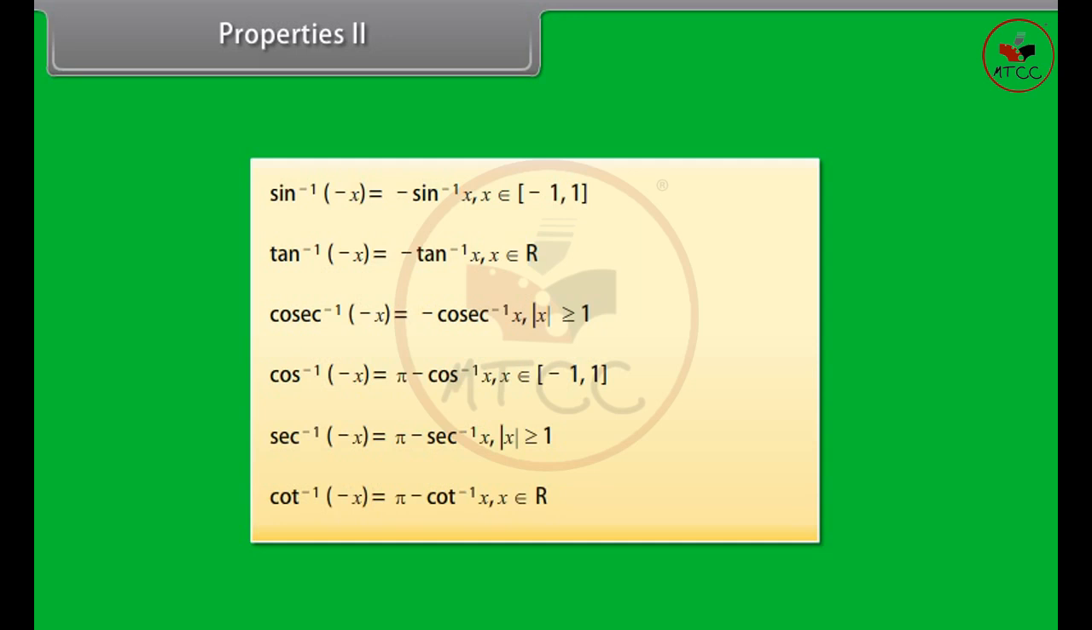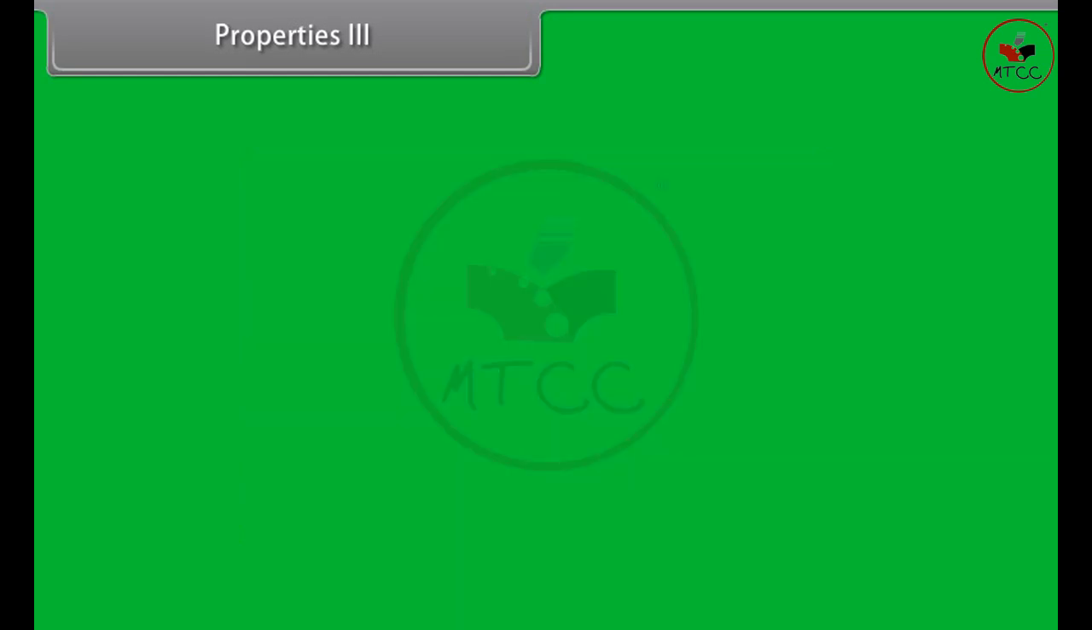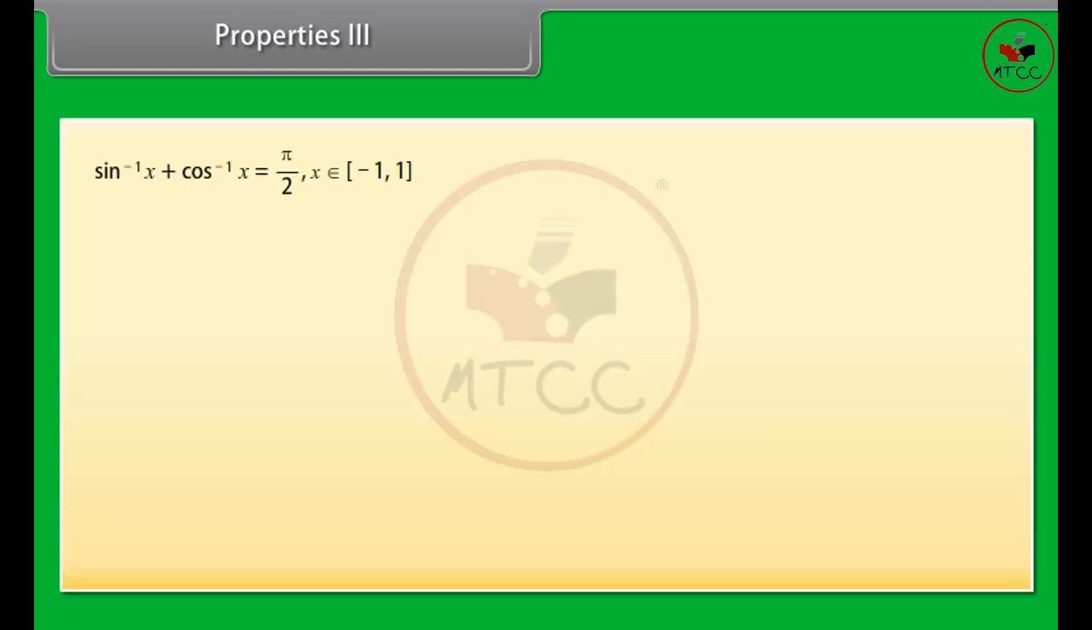Properties 3. Sin inverse x plus cos inverse x is equal to pi by 2, where x belongs to minus 1, 1. Tan inverse x plus cot inverse x is equal to pi by 2, where x belongs to R. Cosec inverse x plus sec inverse x is equal to pi by 2, where modulus of x is greater than or equal to 1.